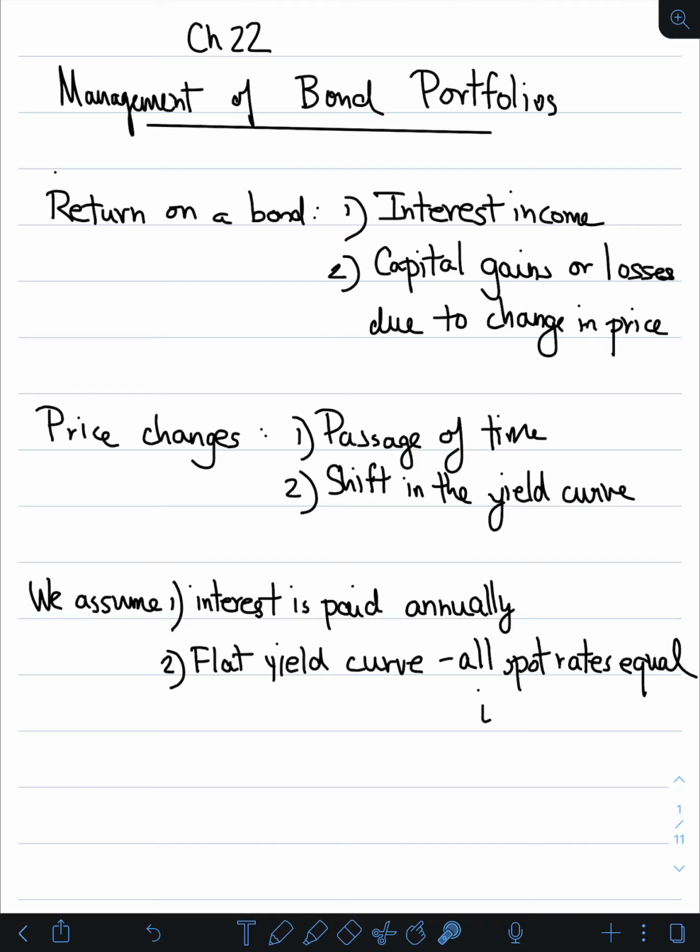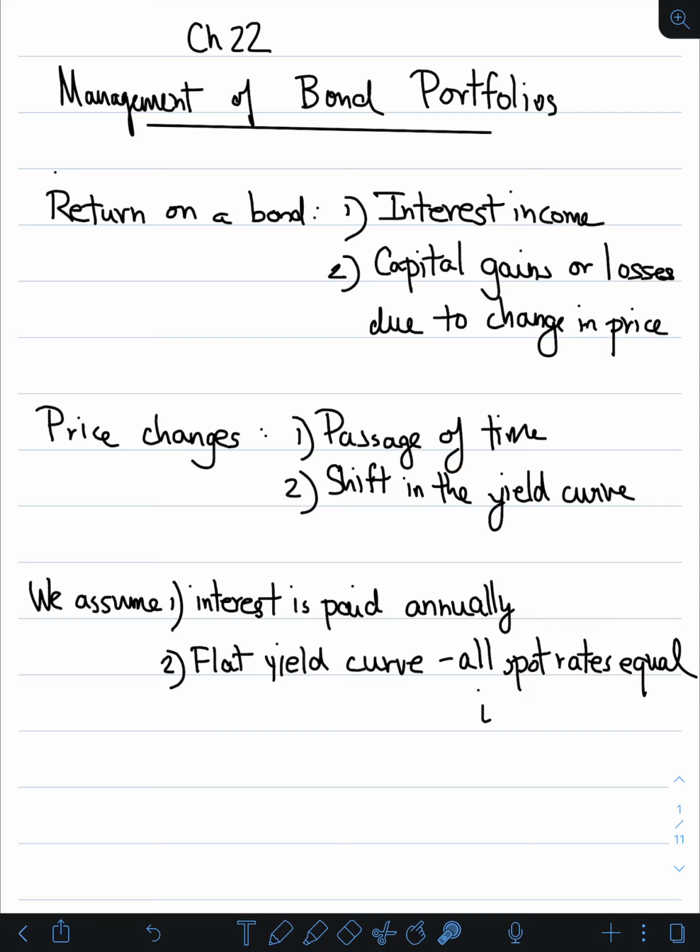So basically, the return on a bond has two parts. It depends on two things: interest income and capital gains or losses that are caused due to a change in the price. Interest income comes through your coupons and so on, and the price changes happen due to two reasons. The first one is the passage of time. It's just how many years are left to maturity. Based on how much time is left, that's going to affect what price that bond is trading at.